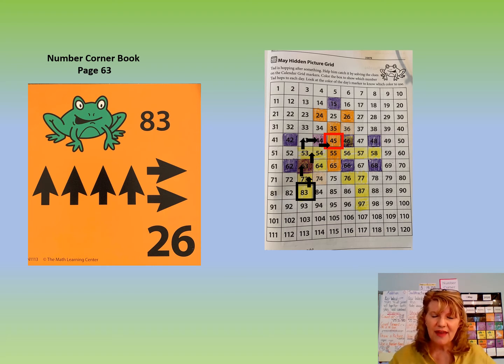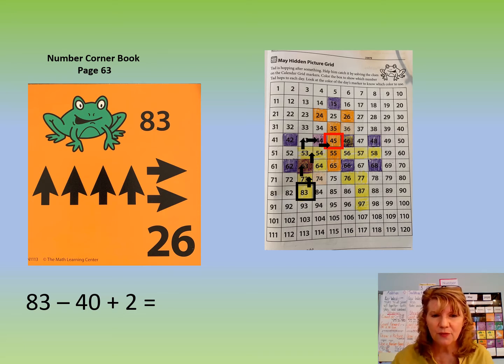What equation would that be? Turn to your partner and tell your partner what equation that would be. Okay, let's look. We started on 83 and we went backwards 40. So 83 minus 40, and then we added 2 equals 45. Wow, we're getting good at math.